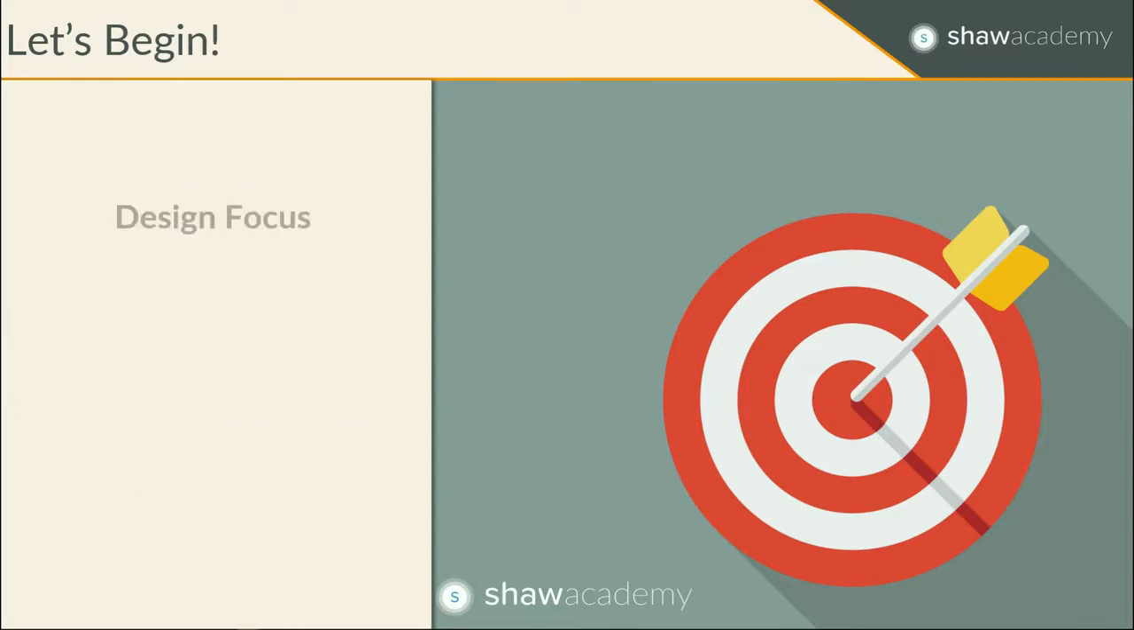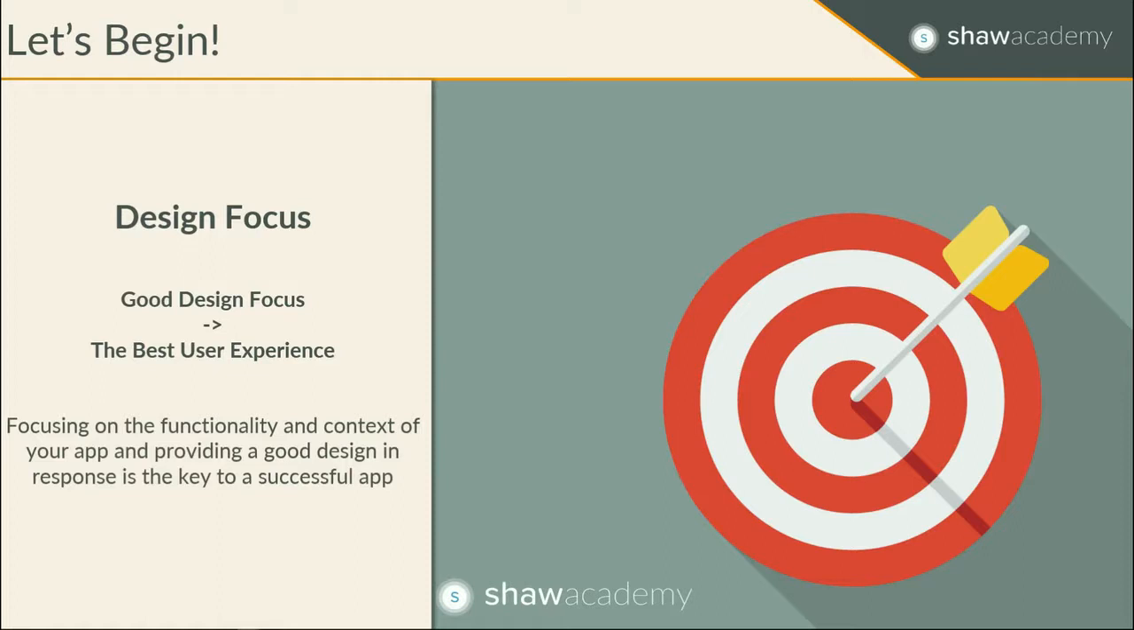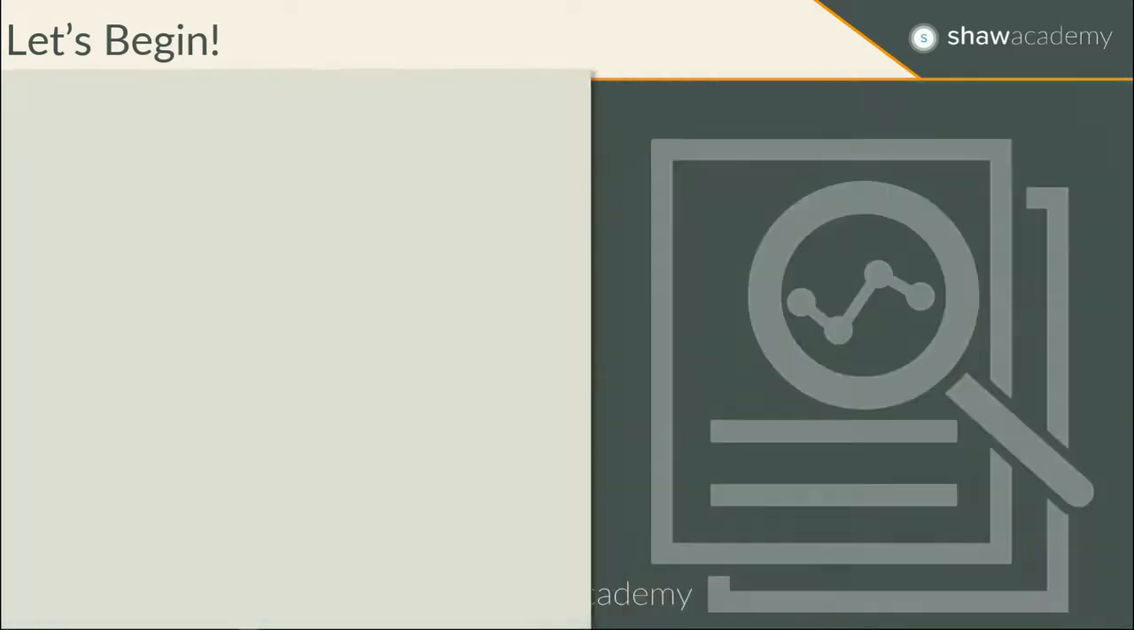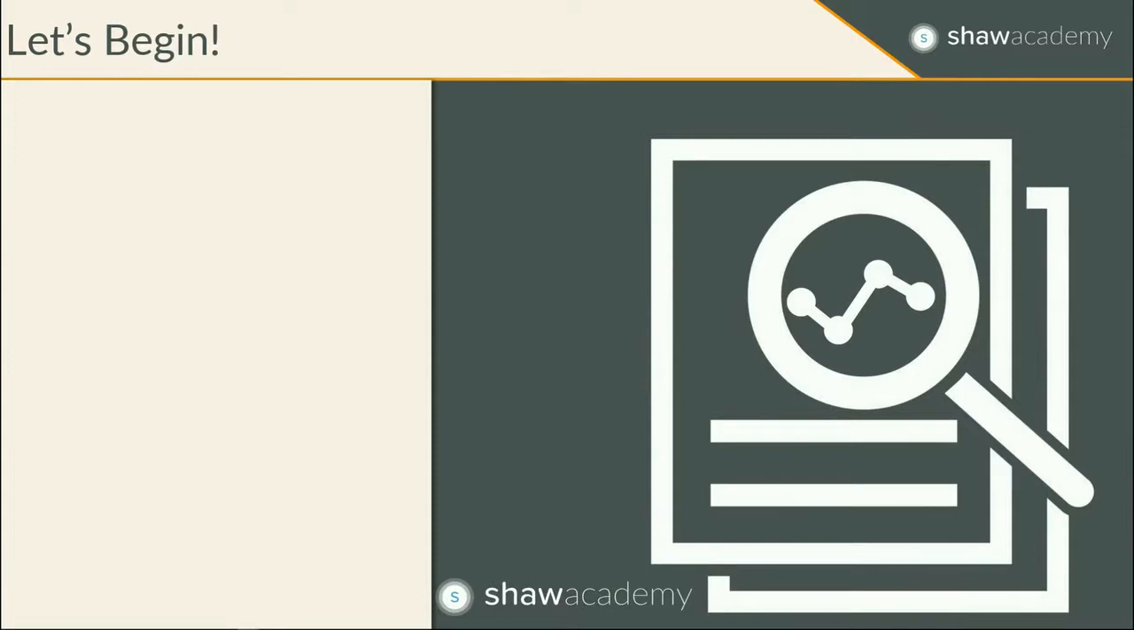And following on from that, guys, is design focus. So this is a very important point to keep in mind when designing and developing. So good design focus, so focusing in on the functionality, focusing in on the context, focusing in on what your users want, it leads to the best user experience, and a good app is all about the user experience, because if you provide a good user experience and your app isn't even that brilliant in its function, but users enjoy using it, well, then they'll keep on coming back to use it, and that's what you want to get users. So focusing on the functionality and context of your app and providing a good design and response is the key to a successful app.